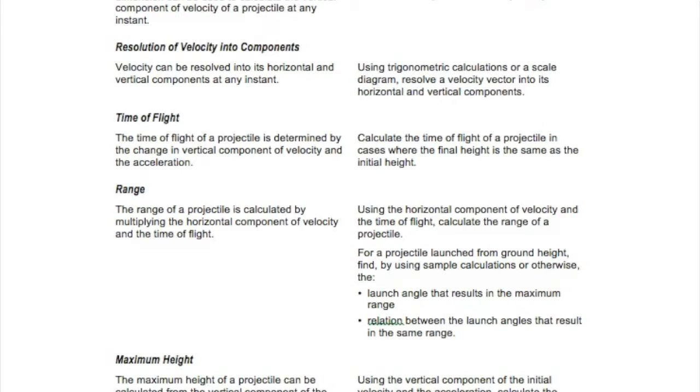Now, the range is calculated using the horizontal component of the velocity. Since it is independent of acceleration, all we will need to do is multiply the value for the velocity by the total time of flight, and this will give us the range of our projectile.